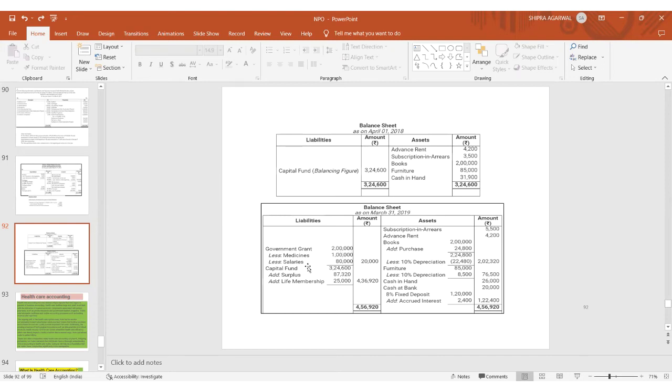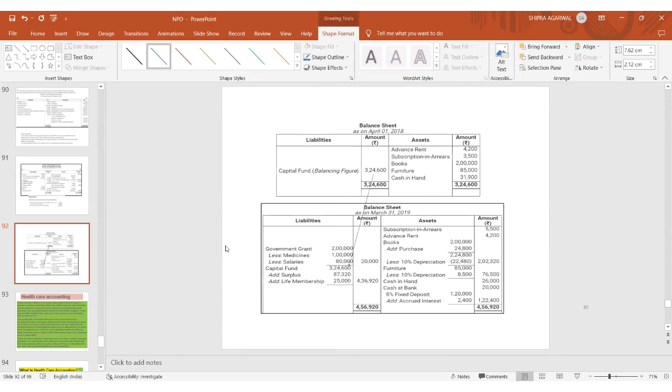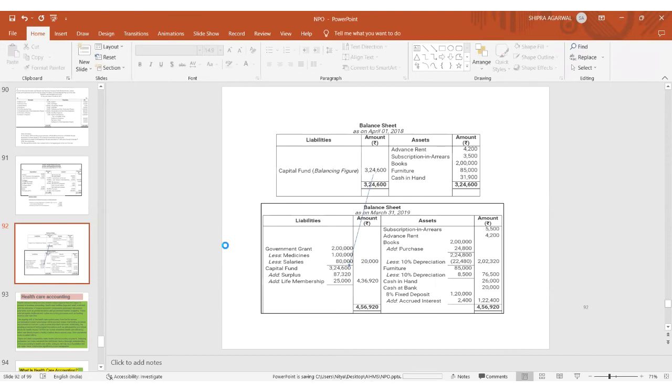Now, out of this government grant, we will subtract the medicines and the salaries, right? Because that grant is only meant for that purpose. So my net amount of 20,000 will be shown in the amount column. Capital fund, I have calculated it from the opening balance sheet. That is 3,24,600. You can just see this, right?